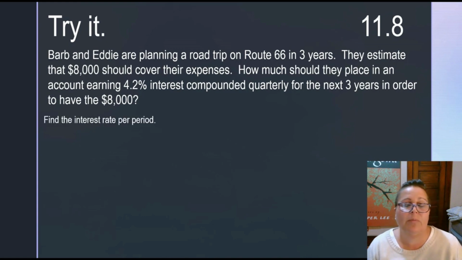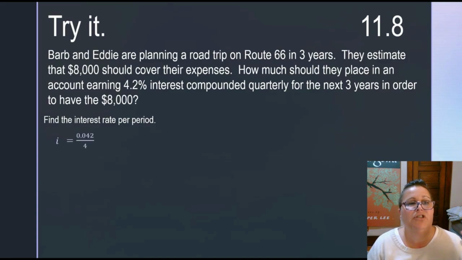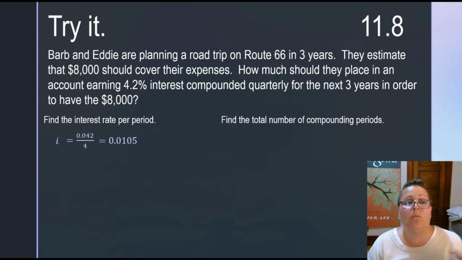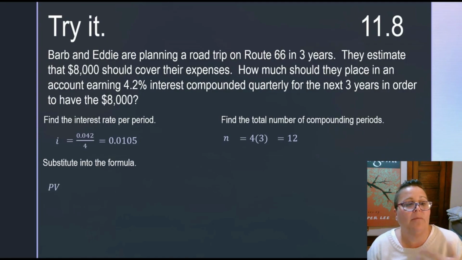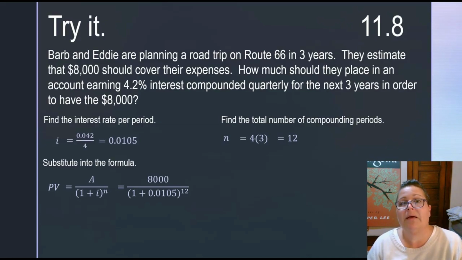We're going to find the interest rate per period. Since it's 4.2%, I know I can't use the table, so I'm going to do my interest rate as a decimal, 0.042, dividing by 4 because it's compounding quarterly, and I'm going to get 0.0105. Total number of compounding periods is 4 times a year for the next 3 years, so 12 compounding periods. Barb and Eddie's goal amount is $8,000. So I'm going to substitute these values into the formula, the goal amount being 8,000, my interest rate I per period being 0.0105, and my total number of compounds being 12.